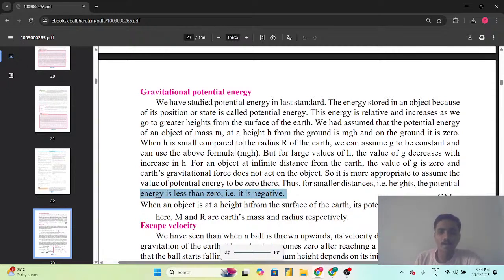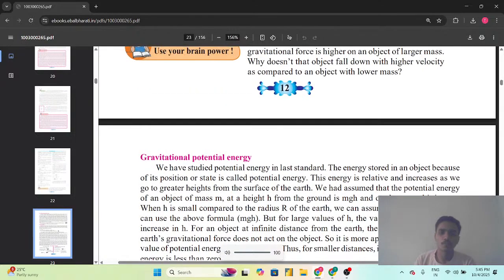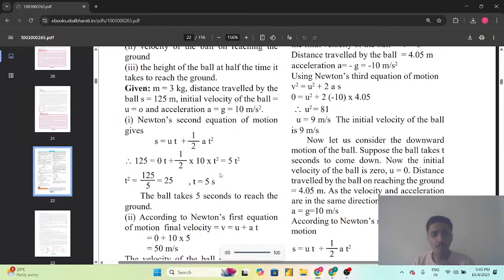When an object is at the height h from the surface of the earth, its potential energy is minus GMm upon r plus h. So we have to remember this: when an object is at the height h from the surface of the earth, it will have the potential energy as minus GMm upon r plus h. Here M and R are the earth's mass and radius. As I have told earlier, we have to remember the mass and the radius. The mass of the earth is 6 into 10 raised to 24 kg and the radius of the earth is 6.4 into 10 raised to 6 meter.